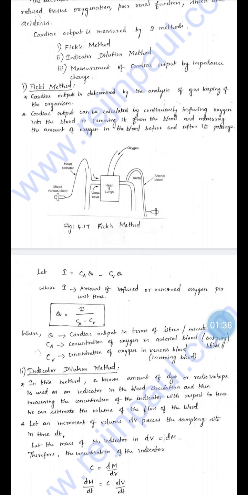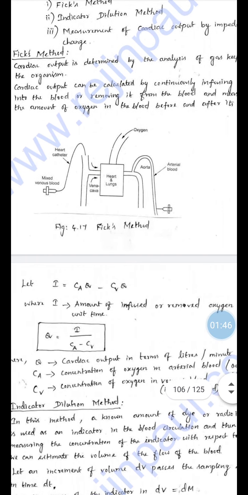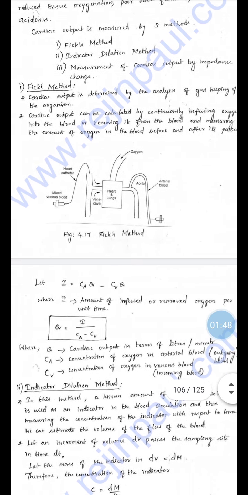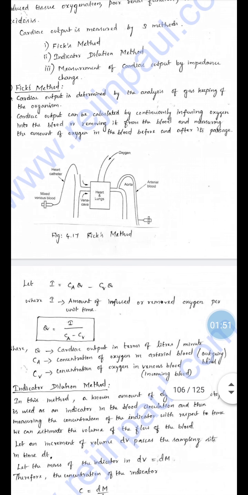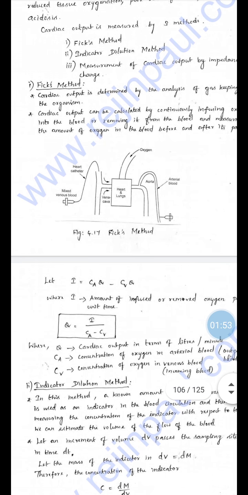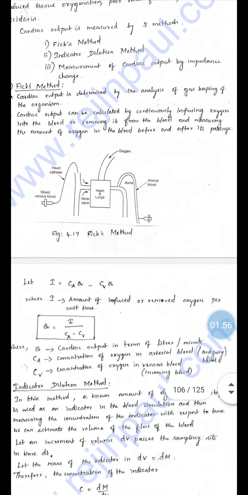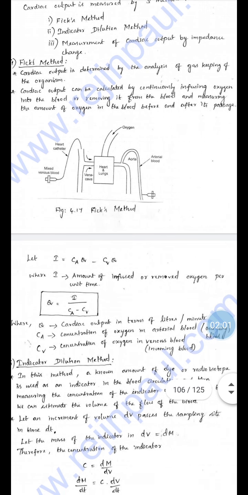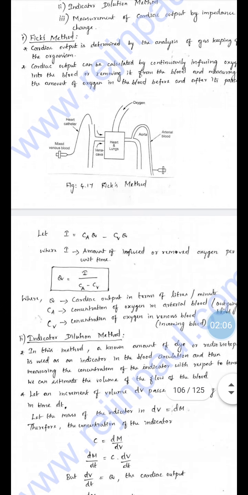In the Fick method, cardiac output is determined by the analysis of gas exchange of the organisms. Cardiac output can be calculated by continuously infusing oxygen into the blood or removing it from the blood, and measuring the amount of oxygen in the blood before and after its passage. The figure shows the incoming and outgoing oxygen and carbon dioxide being measured, from which we can know how much oxygen is inserted and delivered. Through some calculation it can be measured.